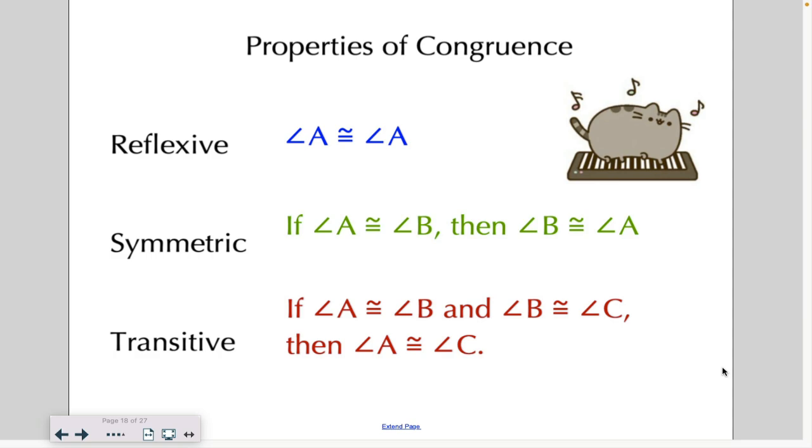Reflexive: angle A is congruent to angle A. Symmetric: if angle A is congruent to angle B, then angle B is congruent to angle A. And then you have your transitive property. But it does matter. I need to know if it's equality or congruence. I will let you abbreviate them a little bit, which we'll talk about. But you can't use equality when it's congruence and vice versa. Okay?